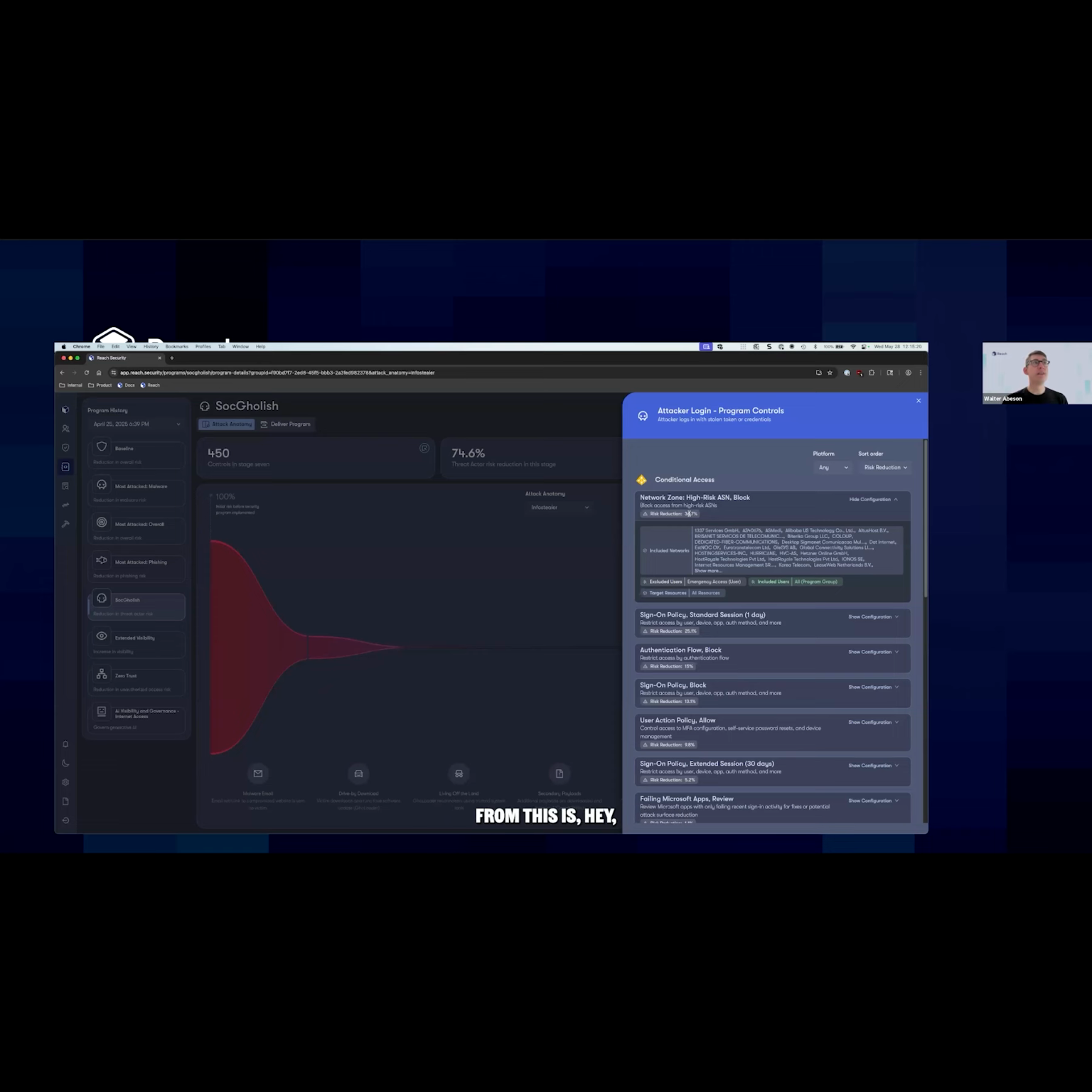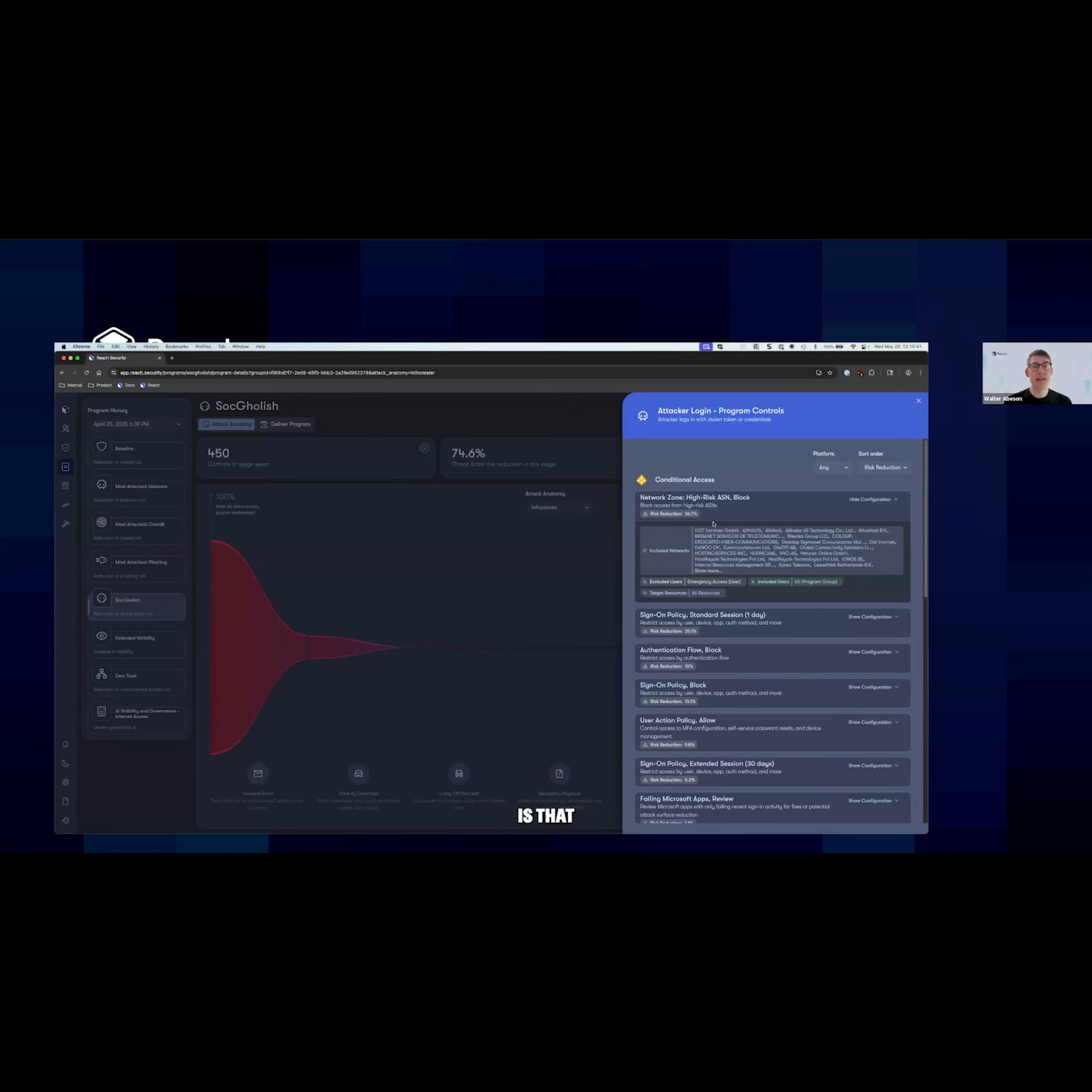And what you can kind of deduce from this is, hey, in this customer environment, a large number of attacks that we've seen have come from high-risk ASNs. If we had 100 attacks, let's say, in a given day, probably more like a given hour or a given minute, 36% of attacks roughly would have been blocked if this conditional access rule were put into place.